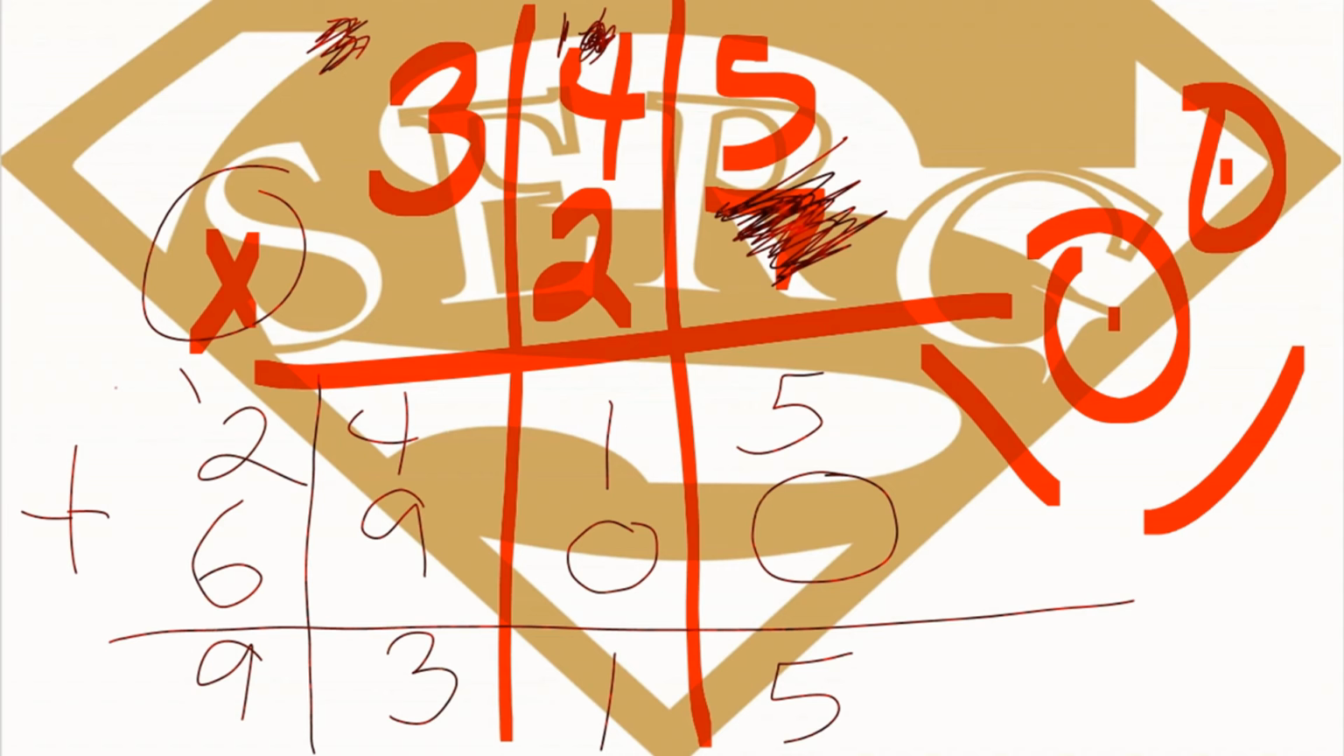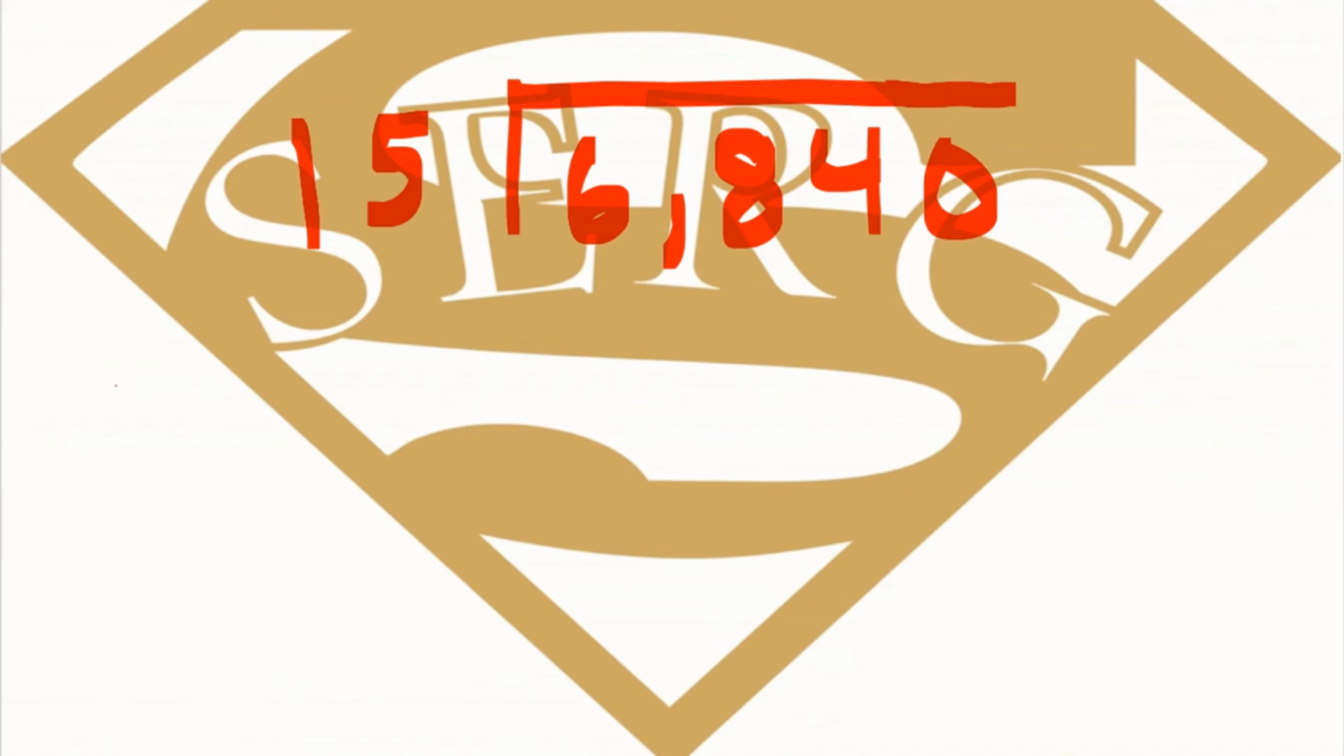We got 100, right? Because these little lines, these little vertical lines, they help a lot. I don't get confused anymore. And now let's finish off with division.